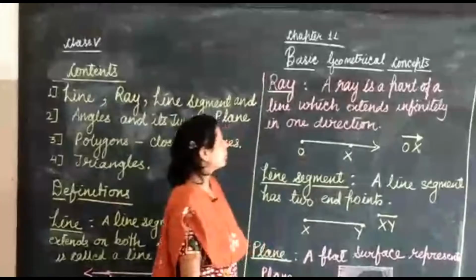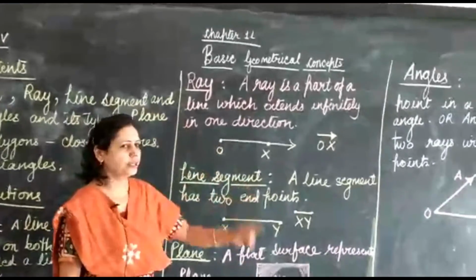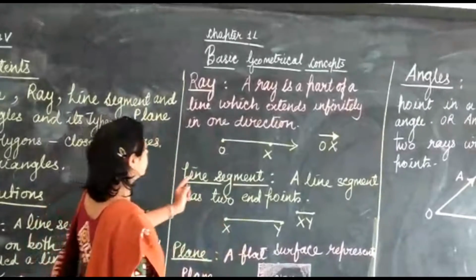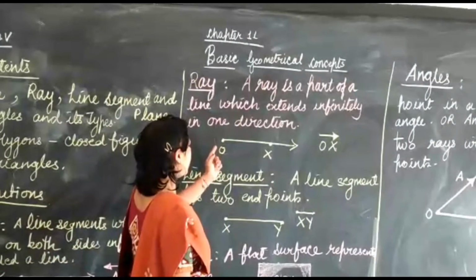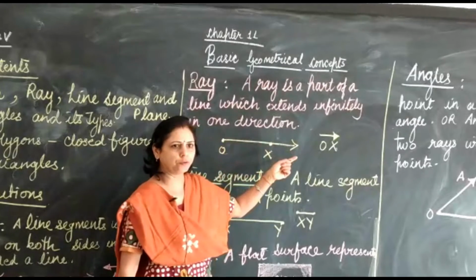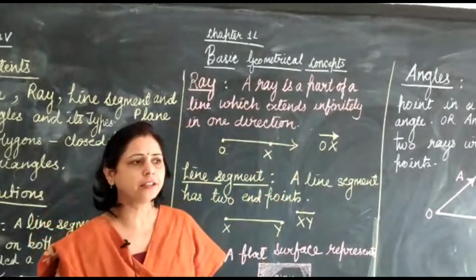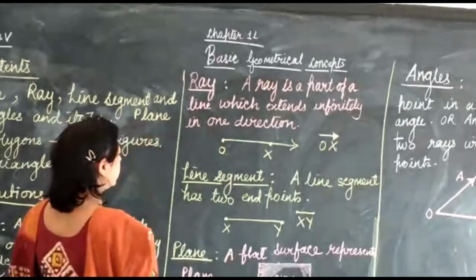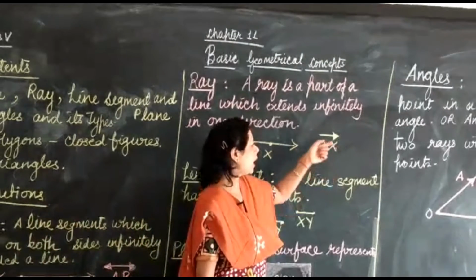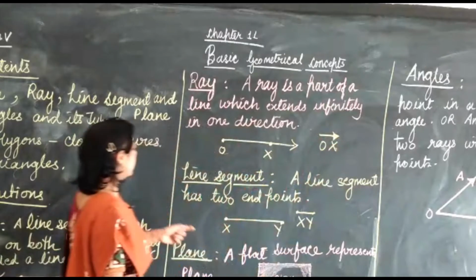Second, ray. A ray is a part of a line which extends infinitely only in one direction. Look at the figure. Here I have drawn a ray and made an arrow only in one direction, which represents that we are extending the ray in one direction. It is represented as OX with a bar on top, a line having a one-sided arrow.